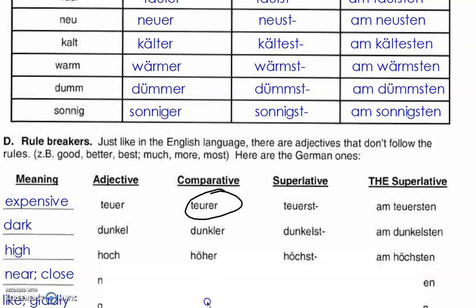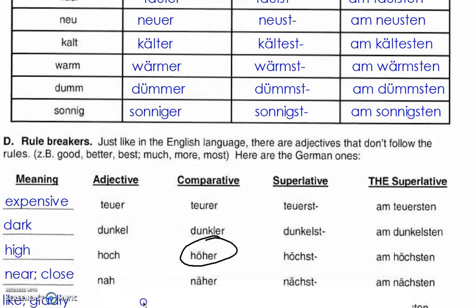And then we move on to hoch, höher, höchst, am höchsten. So in that comparative form, it drops the C. And then we have nah, näher, nächst, am nächsten. So this kind of is the opposite here. It adds a C in these superlative forms.